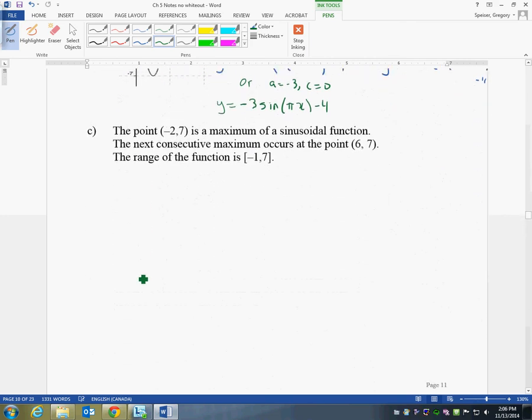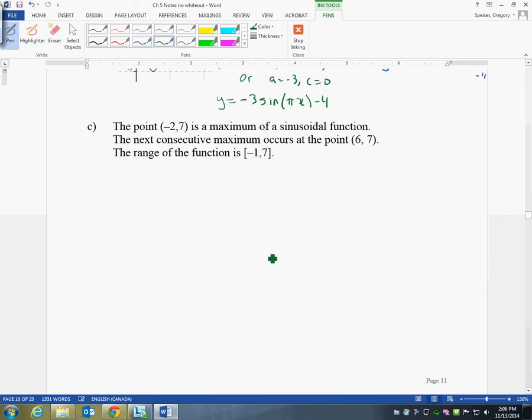Oh, kind of scary. They don't even give us a graph. Well, maybe we can make a graph out of the information we have. It says this point is a maximum of a sinusoidal function. Sinusoidal means we can use sine or cos. The next maximum occurs at this point. So some of you might be able to look at those and sort of imagine what it looks like in your head. I'm the kind of person who likes to draw it out a little bit.